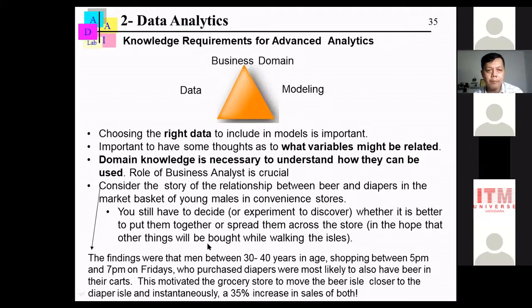Here is an example about the relation between beer and diapers in the market basket of young males in a convenience store.